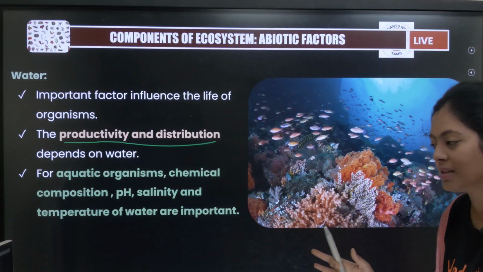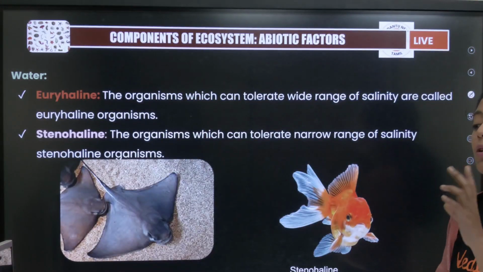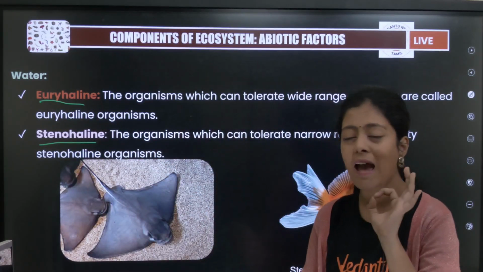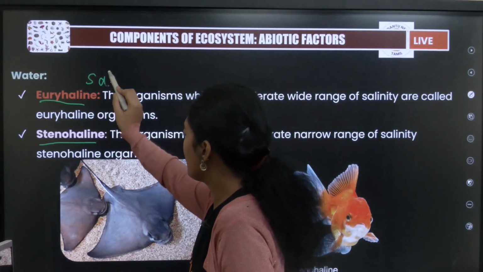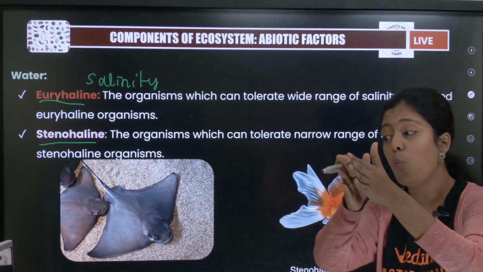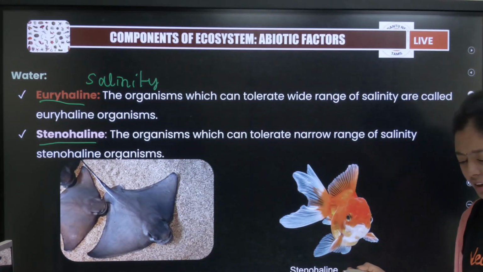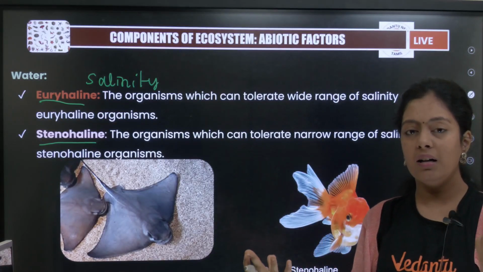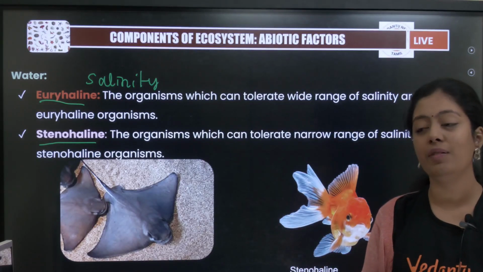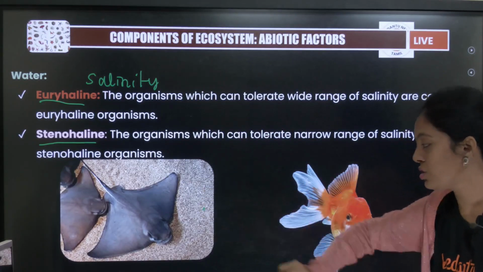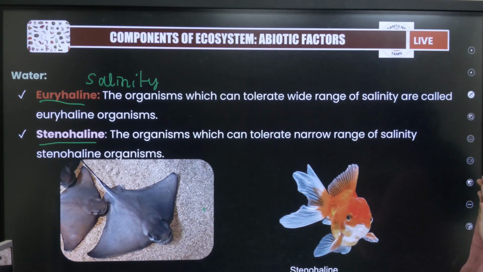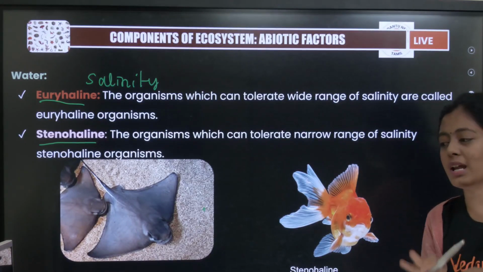Now let us look at this. You have two kinds of organisms: euryhaline and stenohaline. What is euryhaline? Salinity. You should all understand that very clearly. Euryhaline means the organism which can tolerate a wide range of salinity. However big the salinity difference, they can tolerate it. Like a fish that can live both in salt water and in fresh water, that is called euryhaline, like this fish. Then you have stenohaline, like the goldfish. The goldfish is the organism which can withstand only a narrow range of salinity.